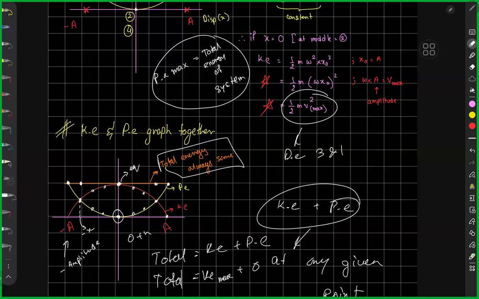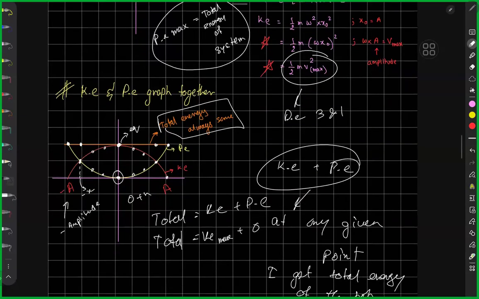Right. So, yes, it is correct. This statement is also correct. Why do I say that? Because notice when the potential energy is maximum. At this position, see this line? At this position of negative amplitude and at this position of positive amplitude, my kinetic energy is zero, but my potential energy is max, right?